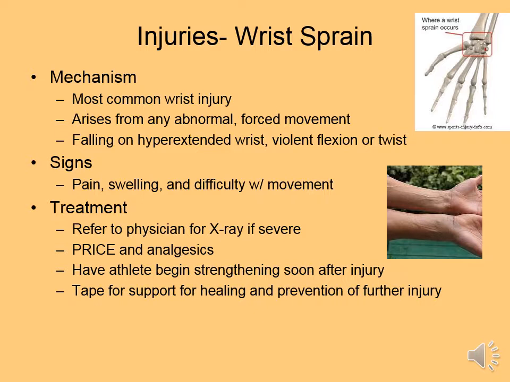A lot of times scaphoid fractures can seem like wrist sprains until we see on the x-ray that the scaphoid is fractured. We also want to do PRICE and give the person pain relieving medications like Tylenol or ibuprofen. So PRICE, maybe that would be just putting them in a wrist splint or a SAM splint. We want to have the athlete begin strengthening soon after injury, starting with grip strength and finger strengthening and moving our way up into wrist flexion and extension, radial deviation and ulnar deviation, and supination and pronation as the person can tolerate. We also can tape them for healing and prevention of further injury.